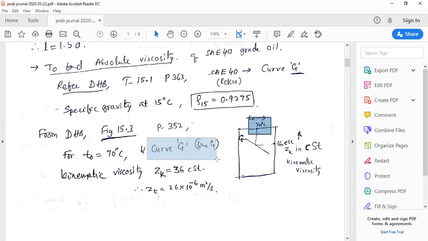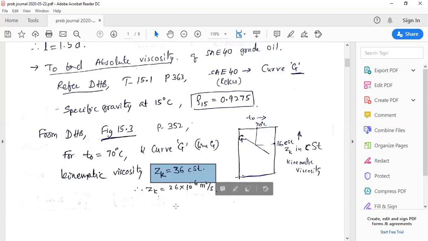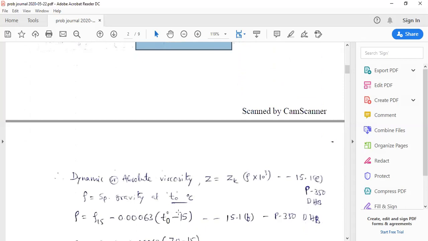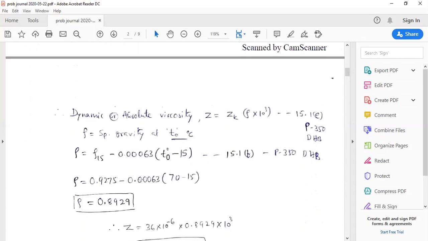And with respect to curve, that is line G, the value of kinematic viscosity that is obtained is 36 centistoke. So the equivalent value or conversion in terms of SI unit, that is meter square per second, you have to multiply this value by 10 raised to minus 6, or divide that by 10 raised to 6. The next step is to get the value of absolute viscosity, where the absolute viscosity is the product of kinematic viscosity and the mass density of the lubricant, which is SAE 40.